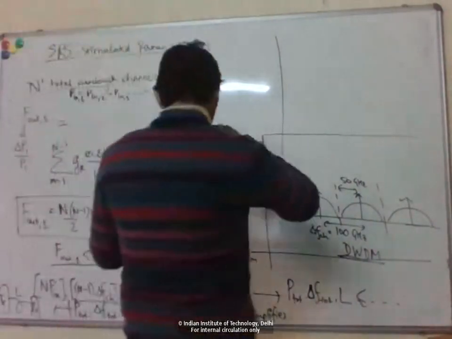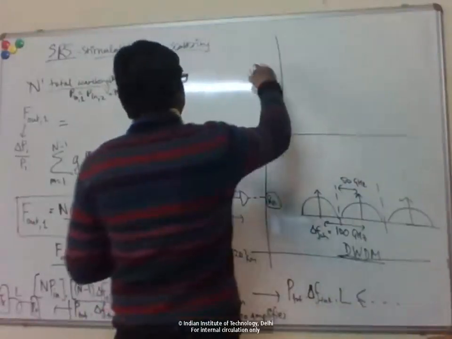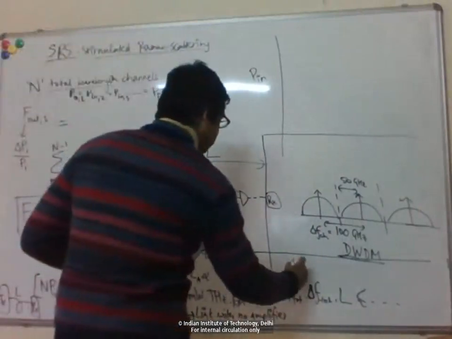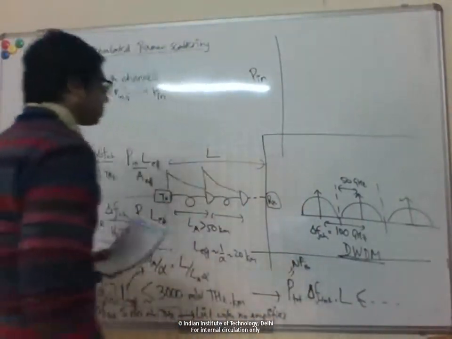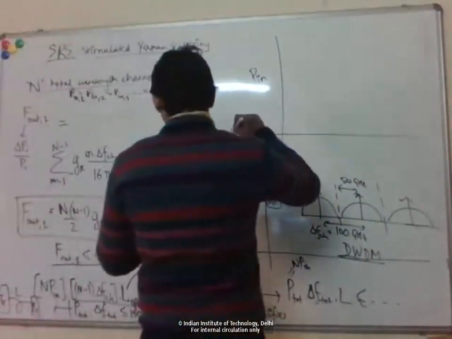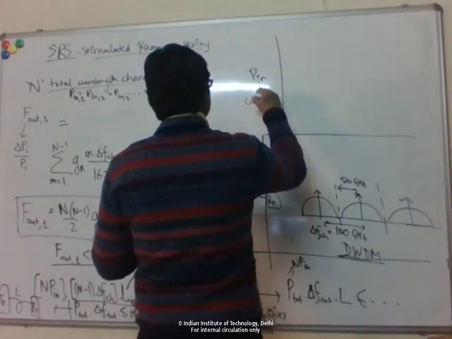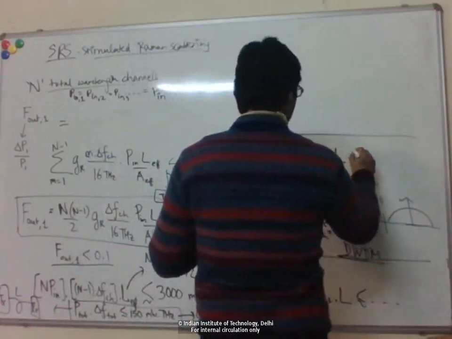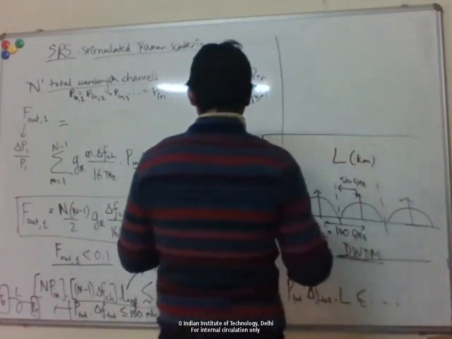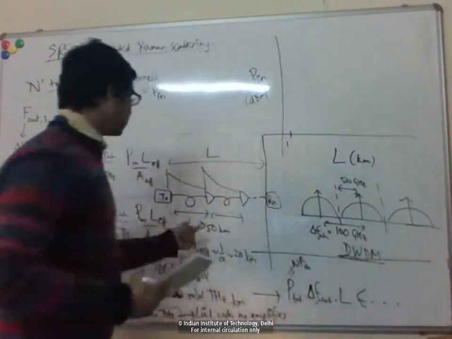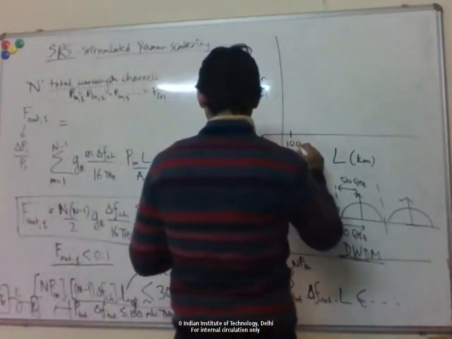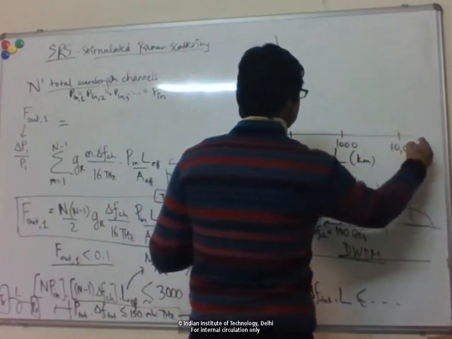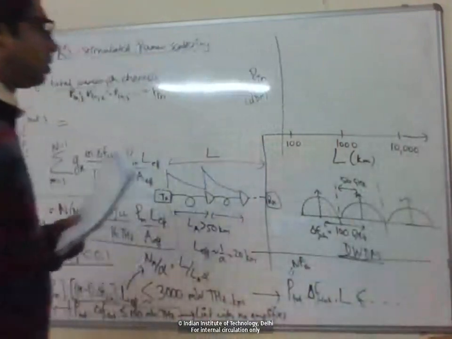Right, so here I'm plotting the power per channel, P in. This P total was basically N times the power per channel. So this is power per channel in dBm versus the link length that I can get in kilometers. I'm looking at long lengths here, with amplifiers, starting from 100, and 1000, and 10,000. So they are really long.